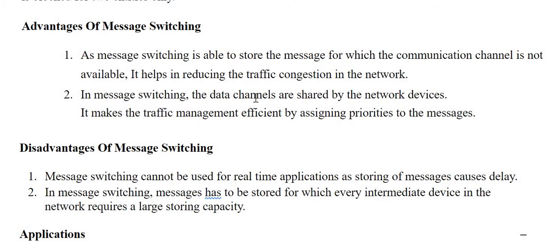In message switching, the data channels are shared by the network devices. It's not like circuit switching, where it was fixed for a particular pair of devices. Here they can share the channel. It also makes traffic management efficient by assigning priorities to the messages. So here we can assign priorities also. For example, if a particular message is more important than another message, it will be sent first.